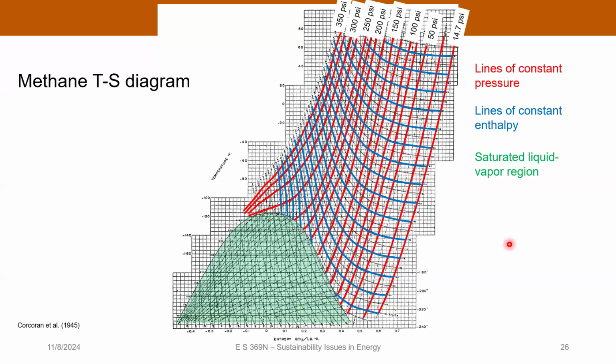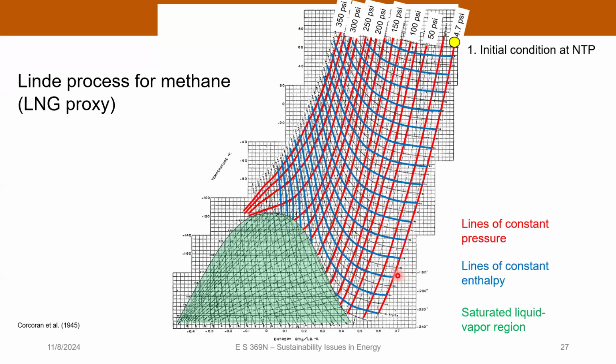Here's your liquid vapor region down here. You can see the temperatures you're operating at. The critical point right there is about, this is temperature in Fahrenheit, so about -120 Fahrenheit, and the pressure is, I don't know, a couple hundred PSI, 200, 250 PSI. Okay, so let's imagine doing the Linde process on this temperature entropy diagram. Here's where we're starting. This is normal temperature and pressure.